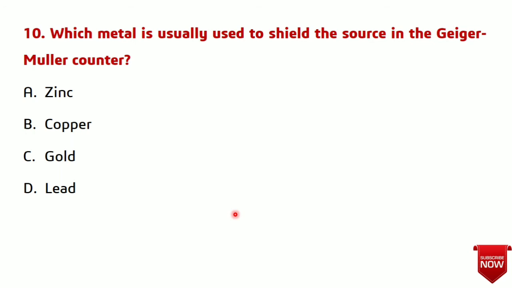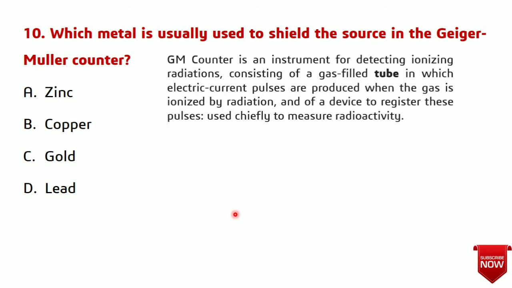And question number 10, which metal is usually used to shield the source in a Geiger-Muller counter. So the Geiger-Muller counter is an instrument for detecting ionizing radiations consisting of a gas-filled tube in which electric current pulses are produced when the gas is ionized by radiation, and of a device to register these pulses, used chiefly to measure radioactivity. So this GM counter is used to measure radioactivity.